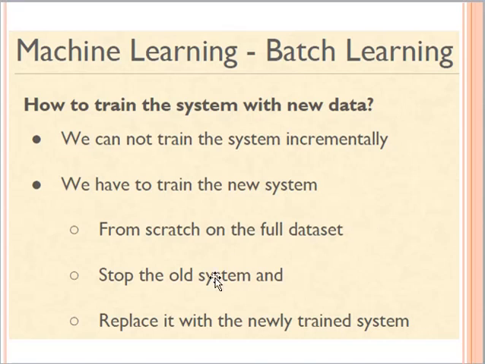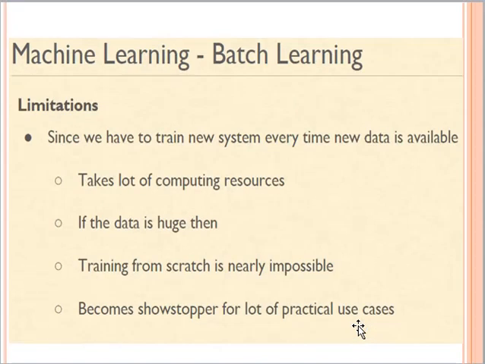Now stop the old system and replace it with the newly trained system. So once the newly trained system is active, then we can replace the old system with the new system, and that's how we can incorporate the new data set, right? But again, you can see that after every time I have new data, I need to do the training again and again, and this process is very time intensive and compute intensive. So these are basically the main limitations of the batch learning process.